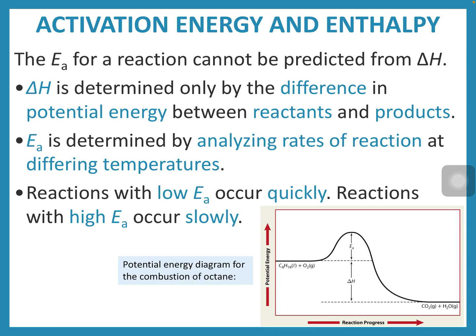So this shows a potential energy diagram for the combustion of octane. So we have our reactants over here, the activation energy, so the transition state would be up here. And our products have less energy than our reactants. So that means the delta H is going to be negative, which means that energy is given to the surroundings. And so this is exothermic.